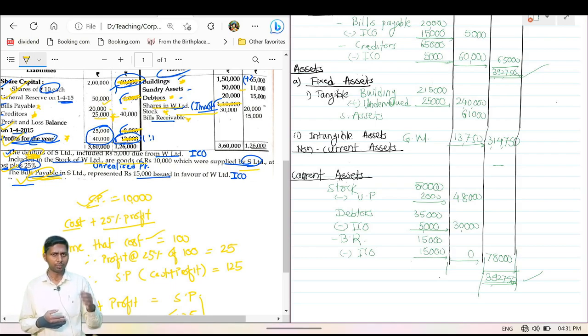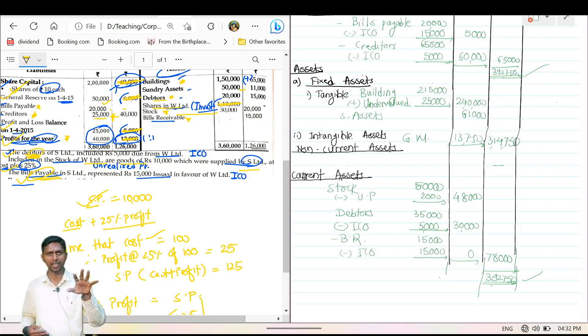Before that, what? Prepare the notes. Only 5 notes. First, shareholding pattern, analysis of profit and loss, minority interest, cost of control, and then consolidated profit and loss. And then consolidated balance sheet. Now follow the sequence one by one, all the notes.